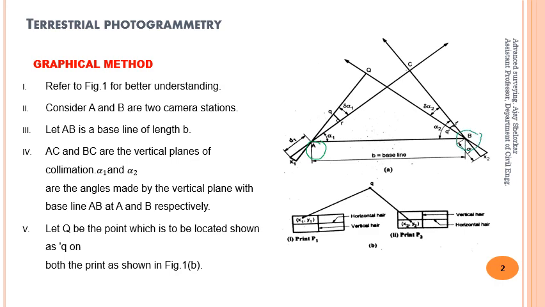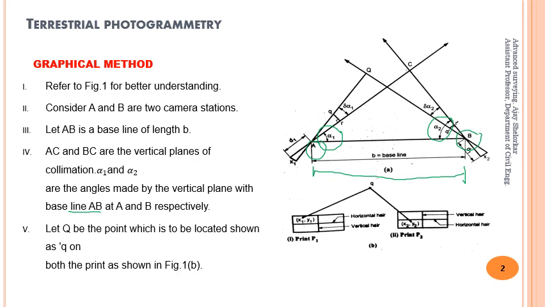AC and BC are the vertical planes of collimation. Alpha 1 and alpha 2 are the angles made by the vertical planes with baseline AB at A and B respectively. Alpha 1 is the angle at A and alpha 2 is the angle at B. Let Q be the point.